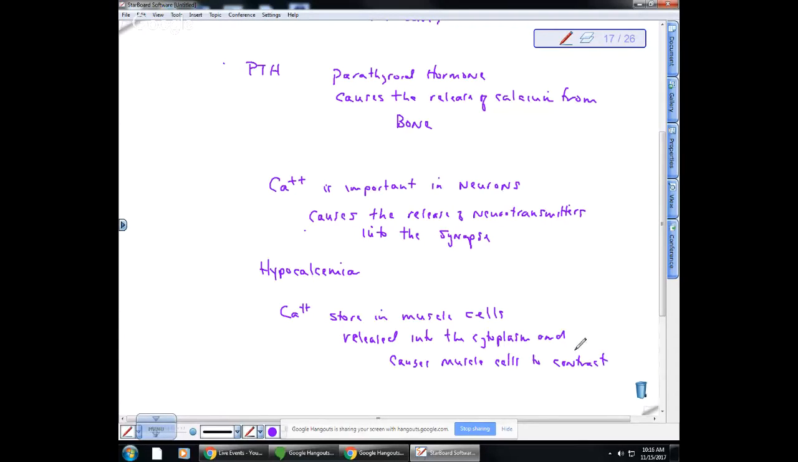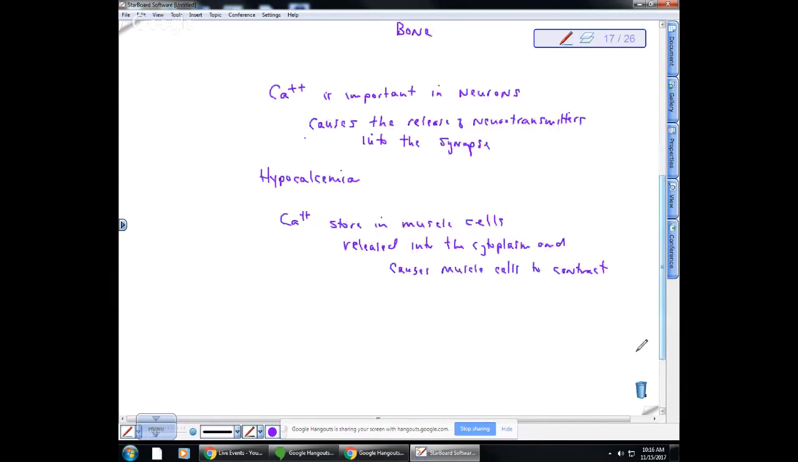Okay. So if you have too much calcium, sometimes you can get sustained muscle contraction called tetany. So tetanus, which is where the muscles will contract and they won't stop contracting. So hypercalcemia can cause sustained muscle contraction.